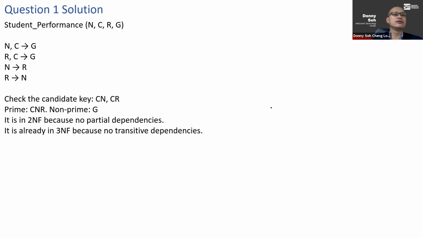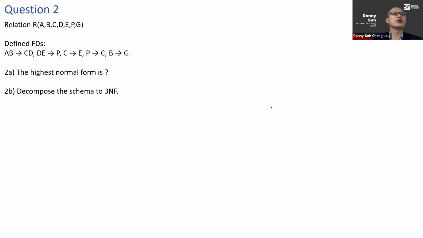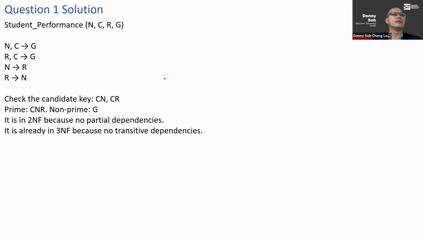Oh yeah, it's already in 3NF. So I made a mistake. Or rather, I missed out one of the candidate keys earlier. So it's already in 3NF because there's no transitive dependency. Okay, let's look at the second question. Maybe you take about 5 minutes as well to do this.